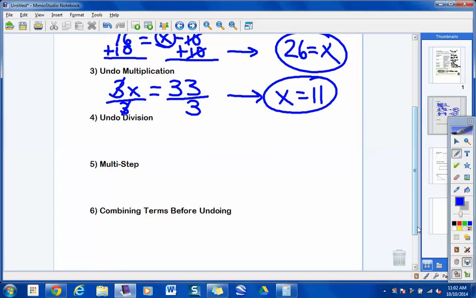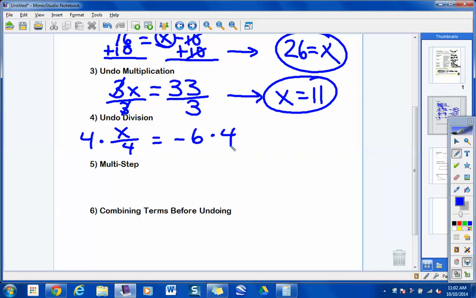I might have something like x divided by a positive 4 equals negative 6. In other words, some number divided by 4 is negative 6. To get x alone, we got to undo division of how much? 4, right? So the inverse of the division is to multiply both sides by 4. Multiply the left by 4. Multiply the right by 4.